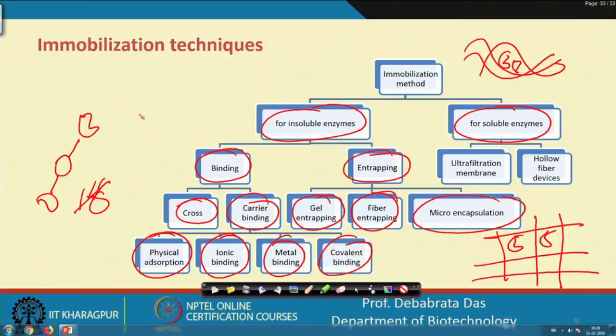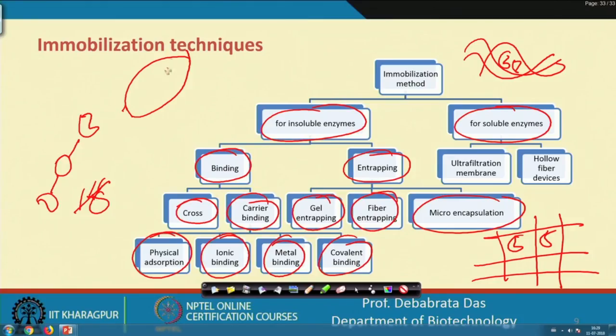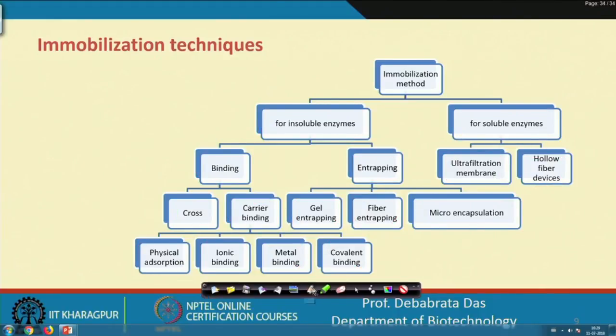And microencapsulation, I was talking about a capsule: in day-to-day life, if we have some health problem, we use the capsule, and inside the capsule we put the medicine. Similarly, this membrane, inside this we put the enzyme. This is called encapsulation. Now, in case of soluble enzymes, two techniques we use. One is called ultrafiltration, which depends on the pore size of the carrier and the hollow fiber devices. These are the different immobilization techniques that we use.